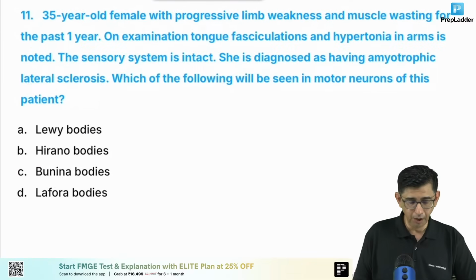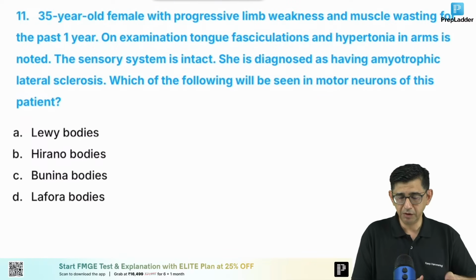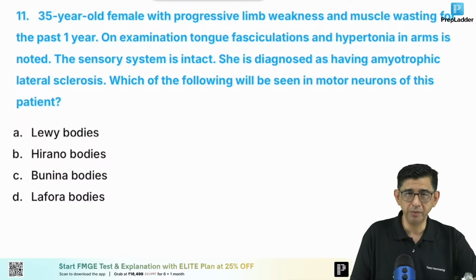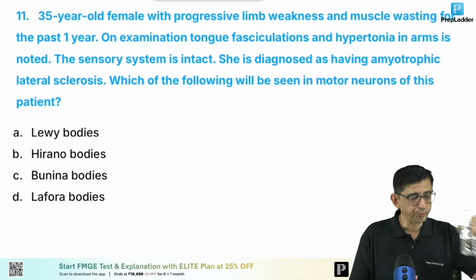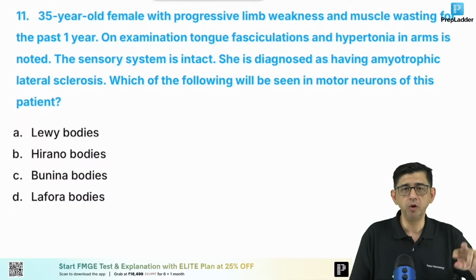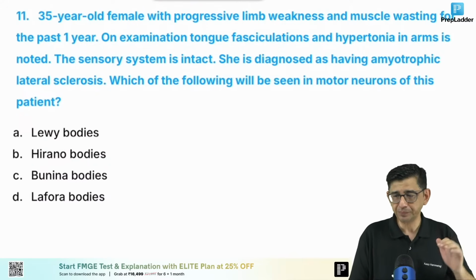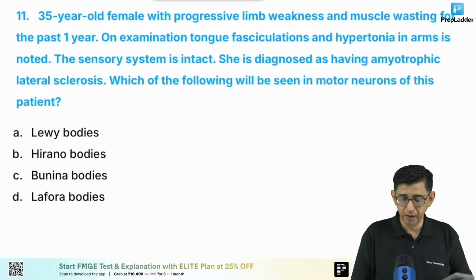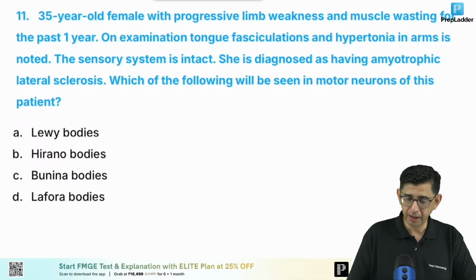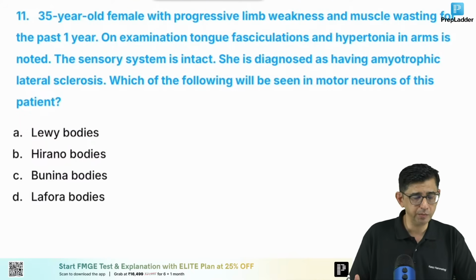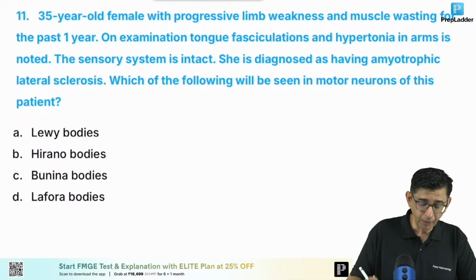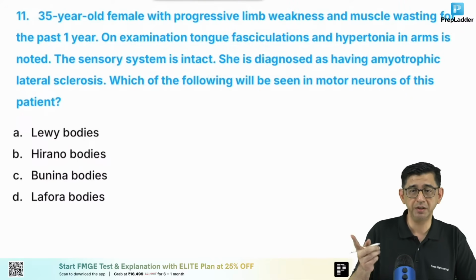Cool. Moving to the next one, we have this 35-year-old female. This is a repeat from last time's FMG exam only. The question has been modified only in the options. The theory stem is the same as the last time's paper. Progressive limb weakness and muscle wasting for the past 1 year. So it cannot be Guillain-Barré syndrome. I mean, anytime you get a question on leg weakness, you have to think in terms of GBS, but here there is no limb weakness in short duration. It is for 1 year.